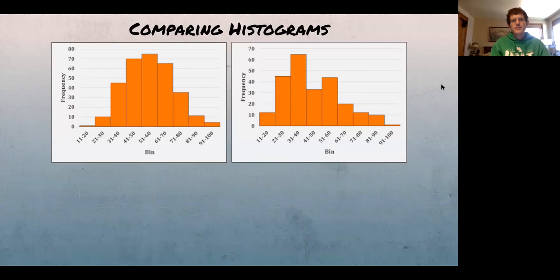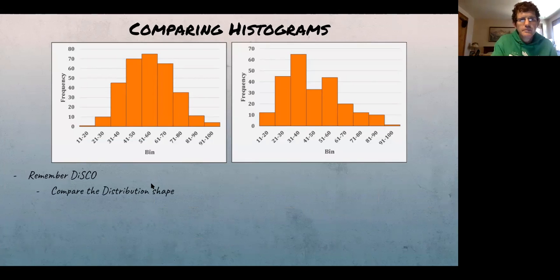Another thing is that this whole chapter is about comparing distributions, right? The easiest way of doing that, I think, is when you have a bunch of box plots, you can really quickly compare, but sometimes they give you multiple histograms to compare. So remember on Friday we talked about DISCO as a helpful acronym. So let's compare the distribution and shape.